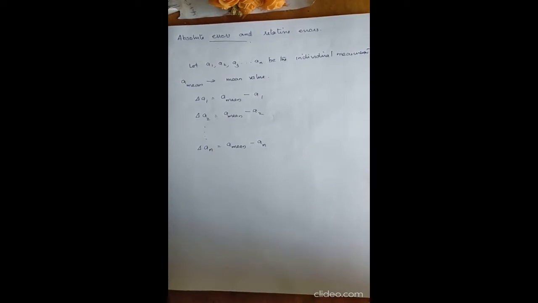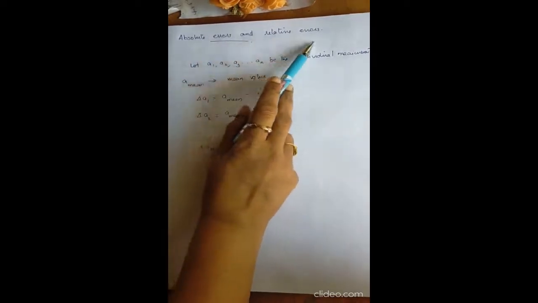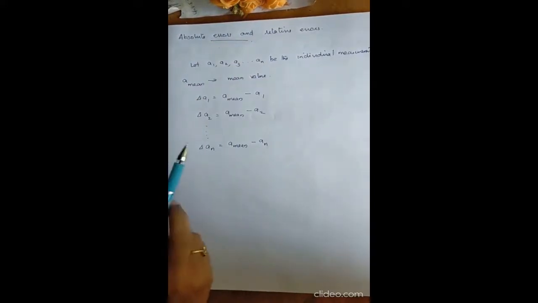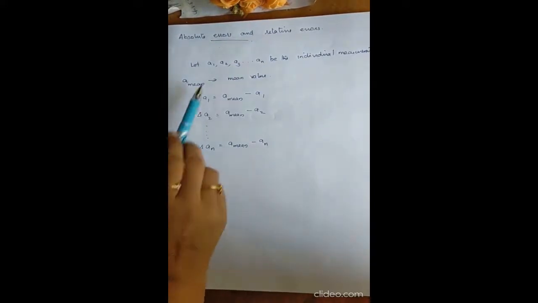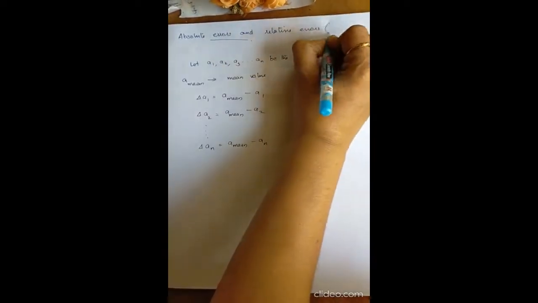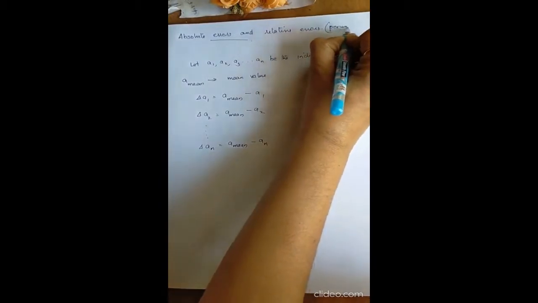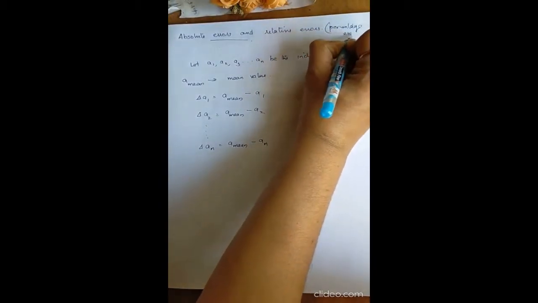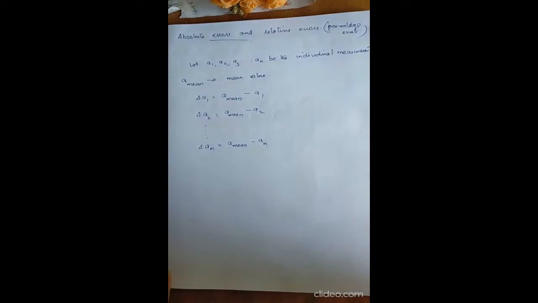Okay, next we are going to discuss about absolute errors and relative errors. There are two methods of expressing errors. One is absolute error and another is relative error. Relative error is also known as percentage error. Okay, and first of all we will discuss what is absolute error.